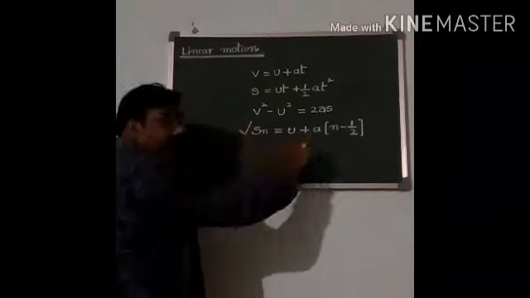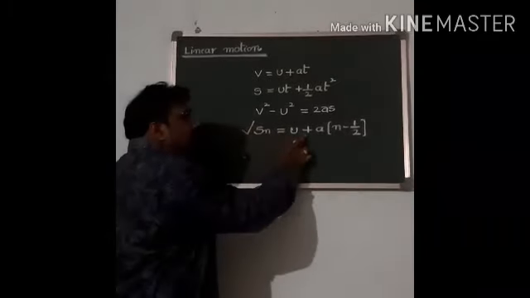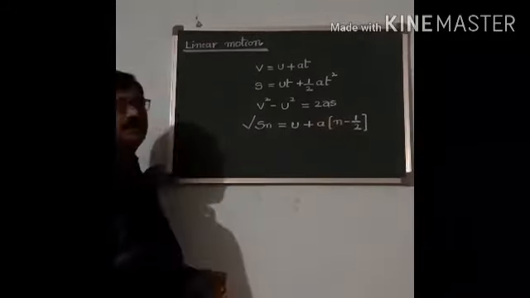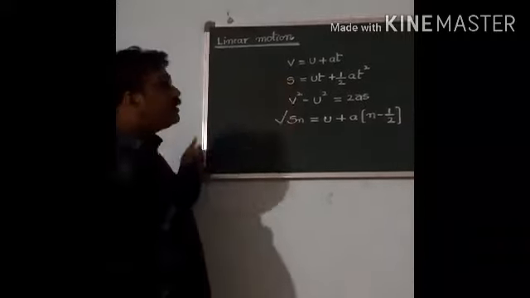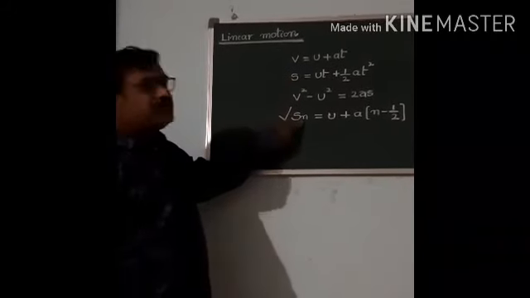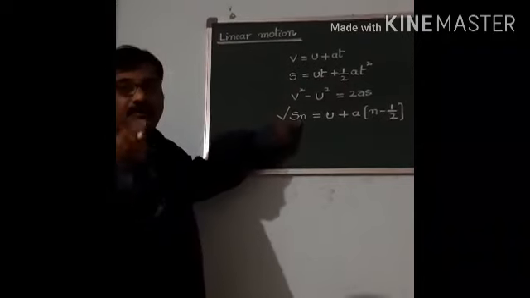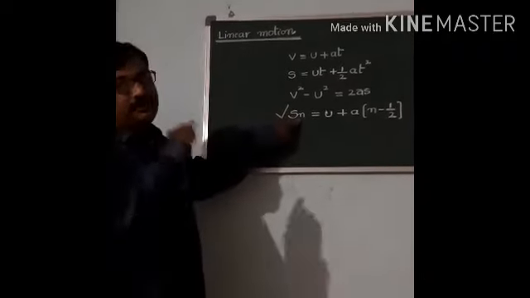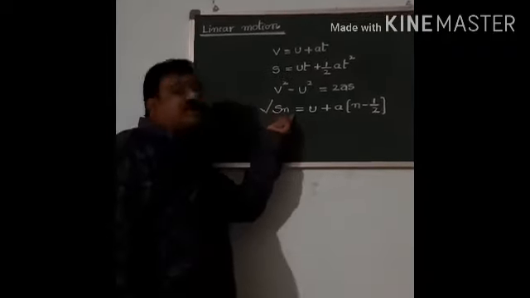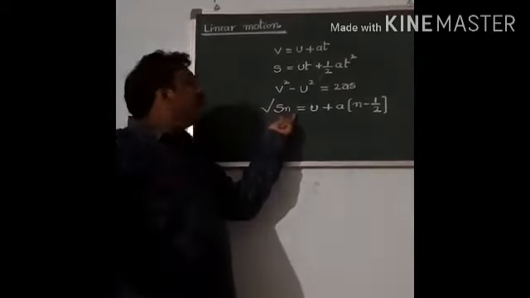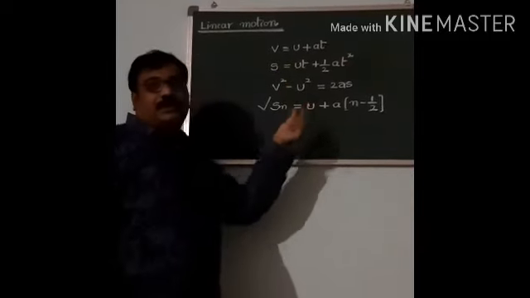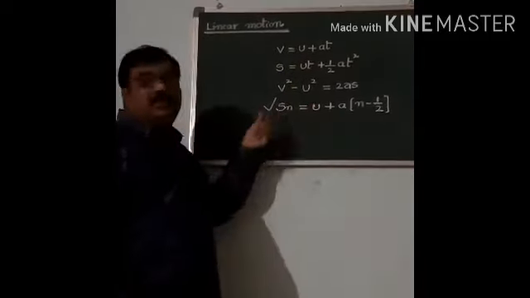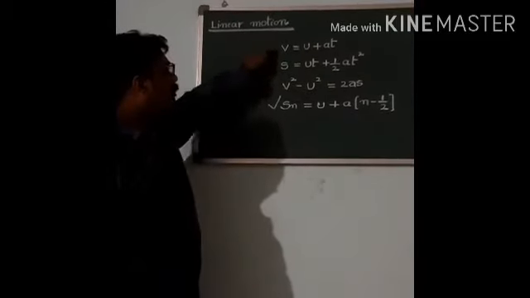This is the nth equation of motion, for the nth second: Sn equal to u plus a into n minus half. Nth second means, for example, the distance the object travelled in the fifth second. At that time you can use this equation. It will be introduced in intermediate, though I will explain it at the end of this class. If the total time of 5 seconds or 3 seconds is given, you can use the other three equations of motion with t.